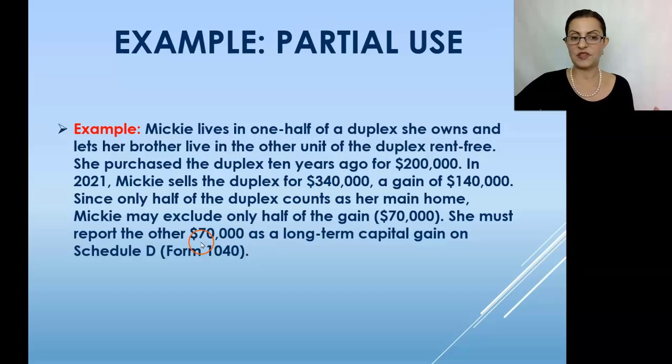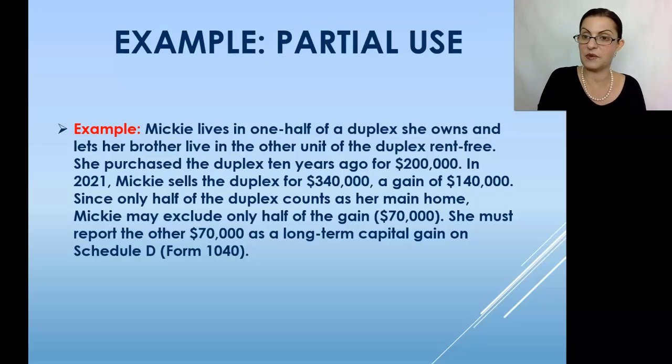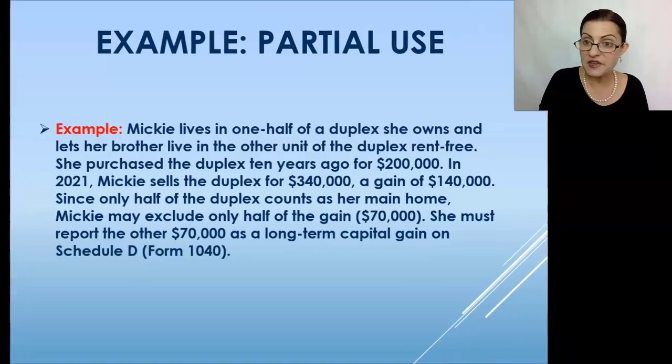Now she must report the other 70,000 as long-term capital gain on Schedule D, right? So she has a long-term capital gain on the other half. And this is assuming that the two sides of the duplex are of equal size. Then exactly one half of the gain would be eligible for Section 121. She'd be able to exclude that because that's the half of the duplex that she was living in as her main home.